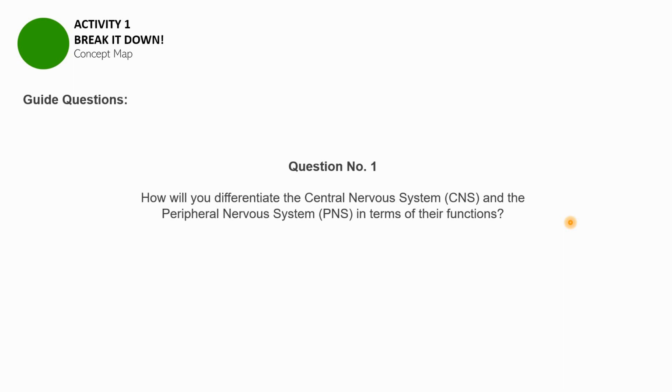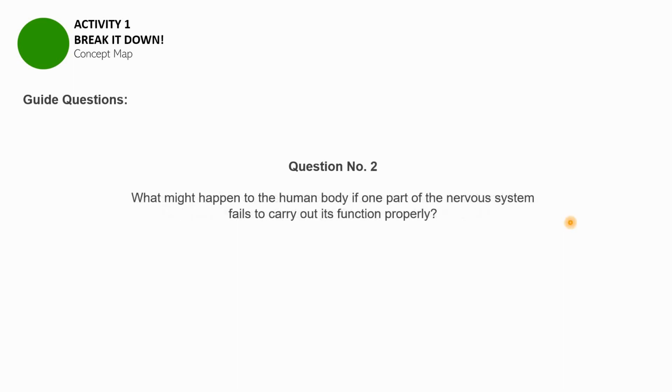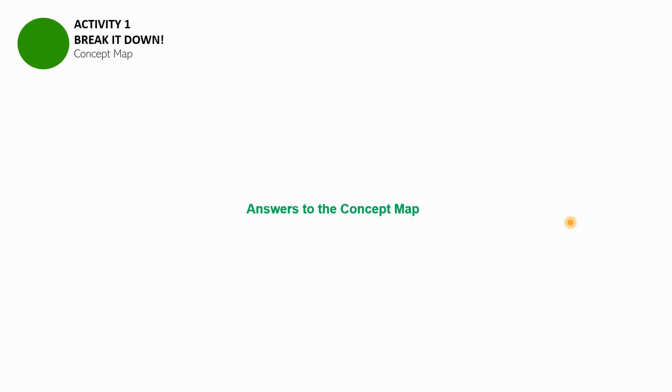Are you done? Let us now head towards the next guide question. Question number 2. What might happen to the human body if one part of the nervous system fails to carry out its function properly? Go ahead and answer this guide question. Are you done? Okay, let us now proceed to discovering the answers to the concept map.